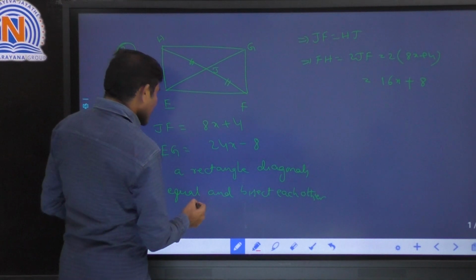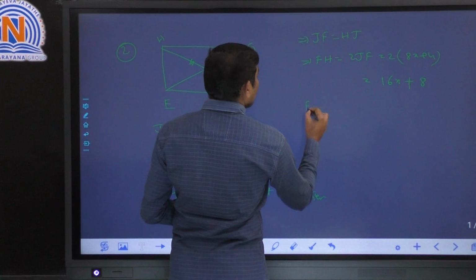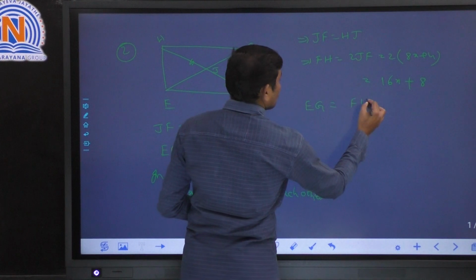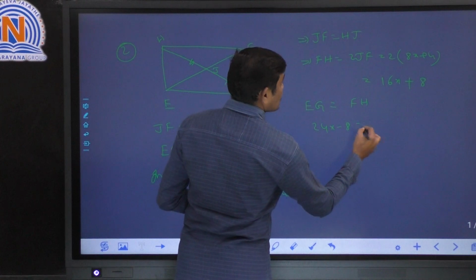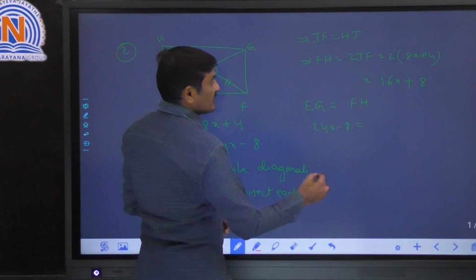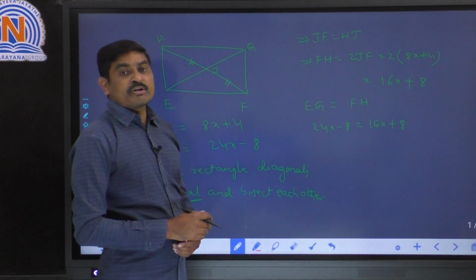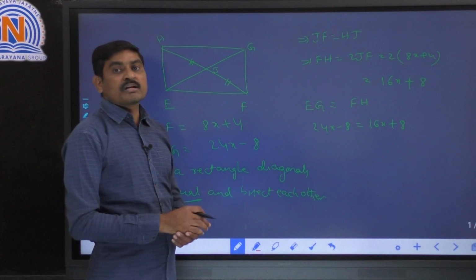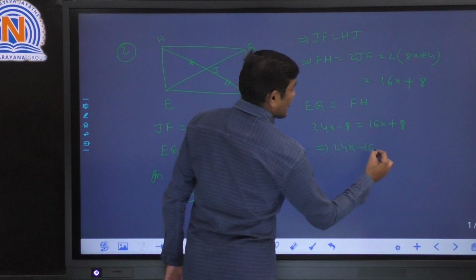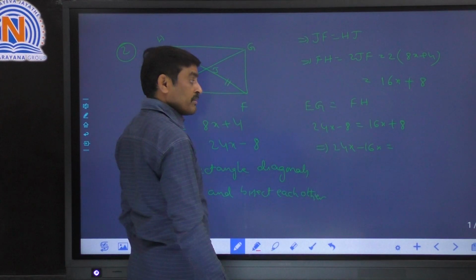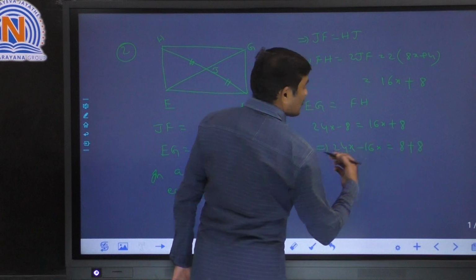Already diagonals are equal also. So diagonals are equal means EG is equal to FH. But what is given for EG? 24x minus 8 is equal to FH. Just now we found 16x plus 8. So all the variables will be transferred to one side and constants to the other side. Then 24x minus 16x. This 16x will be transferred to the left side and become negative. Already we have on the right side plus 8. This minus 8 will be transferred to the right side and become plus 8.